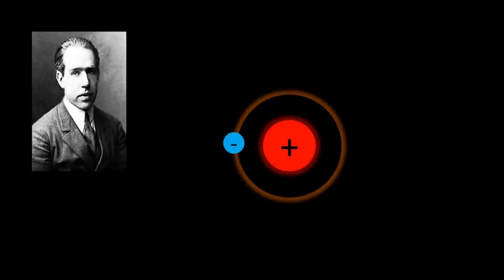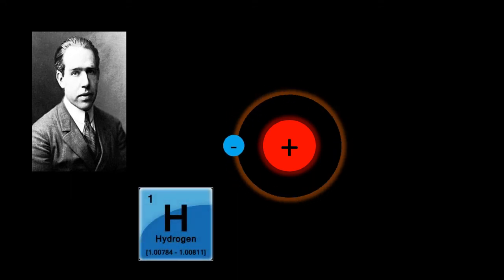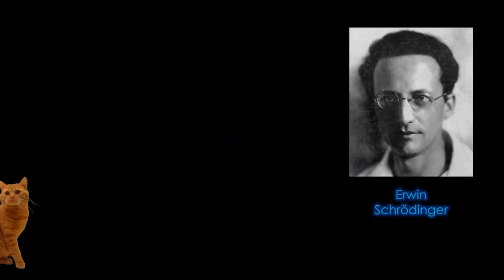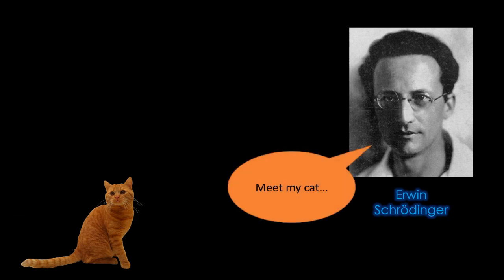Although Bohr's model was correct and did answer many questions, it worked only for hydrogen. His model could not explain how atoms with bigger electron numbers behave. This problem was later solved by Erwin Schrödinger, who came up with the quantum model for the atom. Because of its complexity, we will cover Schrödinger's model in our next video.